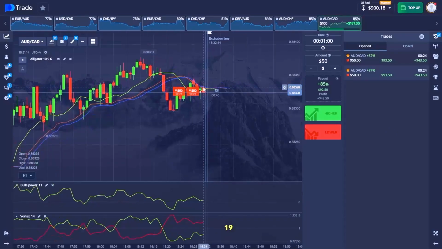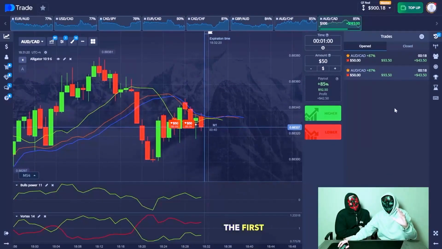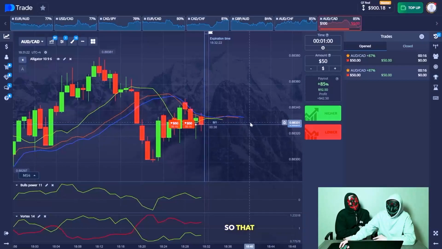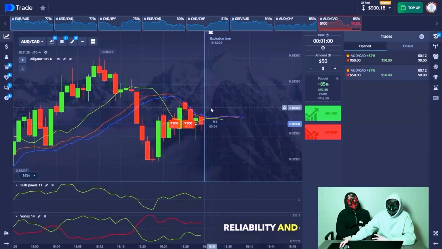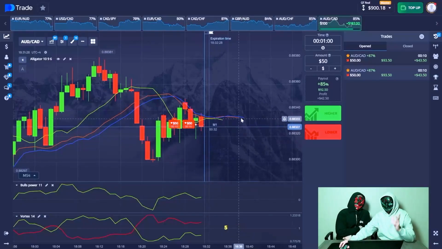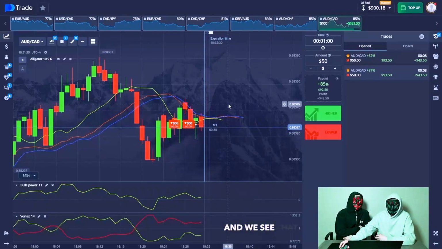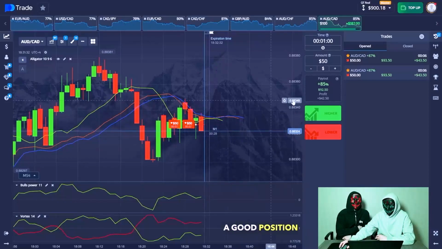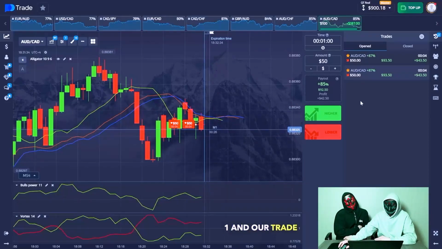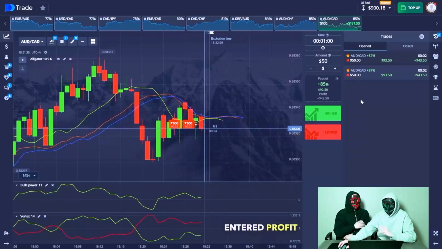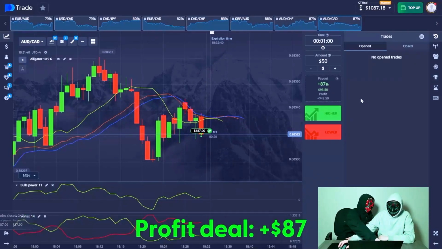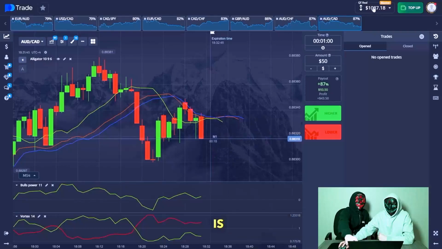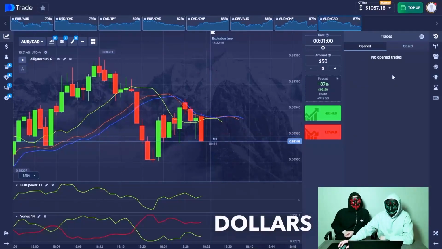So friends, 19 seconds are left. The first trades are mainly for testing, so that we ensure our settings are correct. You can trust their reliability and trade peacefully as well. 5 seconds are remaining and we see that we have taken a good position, 3, 2, 1, and our trade has successfully entered profit. The first profit on our balance is already $10.87, a good start.